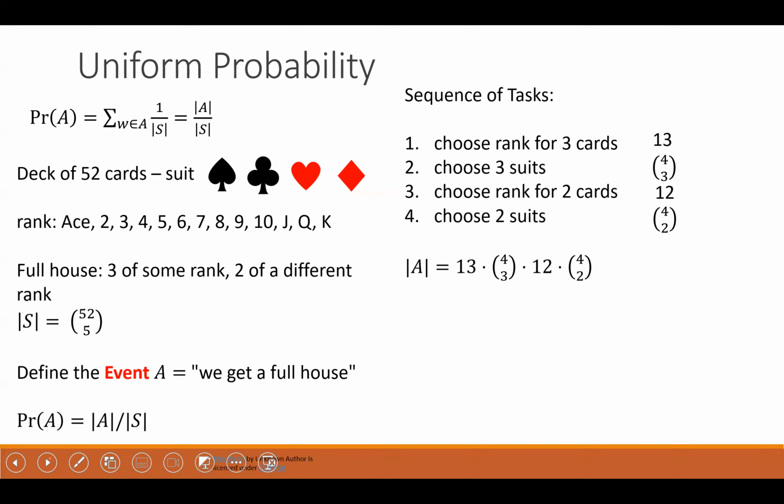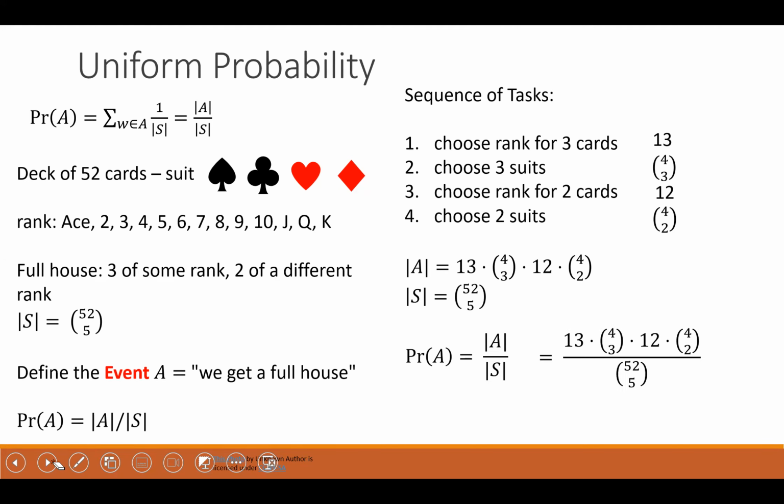Okay. And again, technically, these are all binomial coefficients. But we can write 13 choose 1 as 13 and 12 choose 1 as 12. My sample space is 52 choose 5. Then my probability of A is simply this. So the probability that I get a full house is small, tiny, but 0.1%, slightly over that. But yeah, questions? Okay.